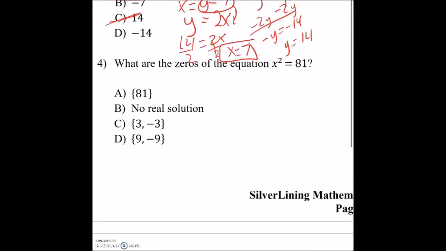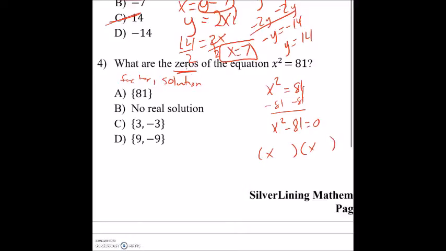When we look at number 4, we're looking for zeros. Please remember zeros deal with the factors, which become your solutions. So here I have x squared equals 81. There are 2 ways to do this. One could be we subtract 81, so x squared minus 81 is equal to 0. We factor this, which becomes (x something)(x something). We could do the T-table, which means the factors of -81 that add to 0, which of course would be a +9 or a -9.